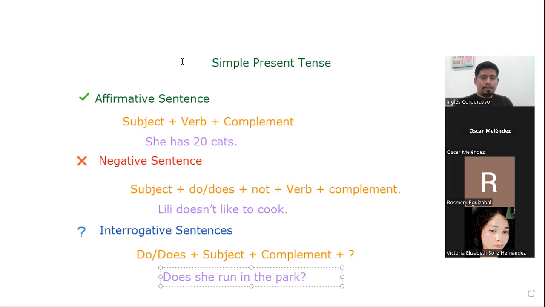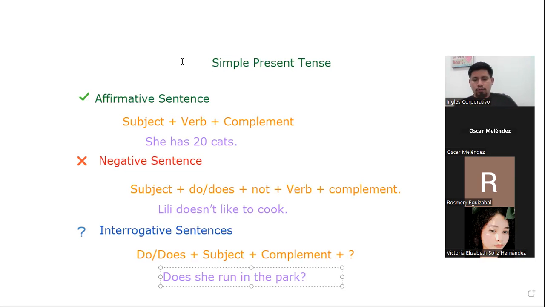In the case of negative sentences, something that I have to mention and highlight is that if we're going to use the auxiliary verb for third person, we are going to use does instead of do, because it has the same rules that we have for third person subjects. So if we use he, she, or it, or a singular noun, we're going to use does.